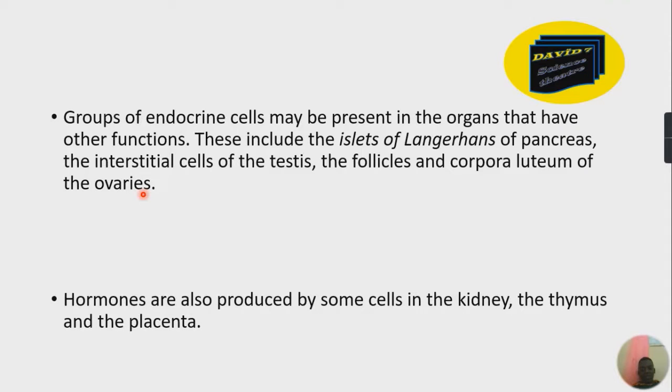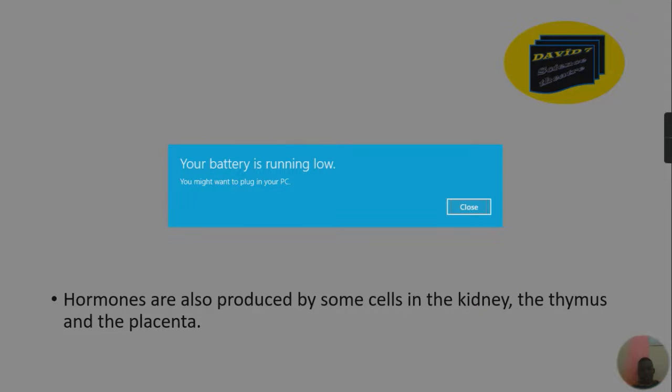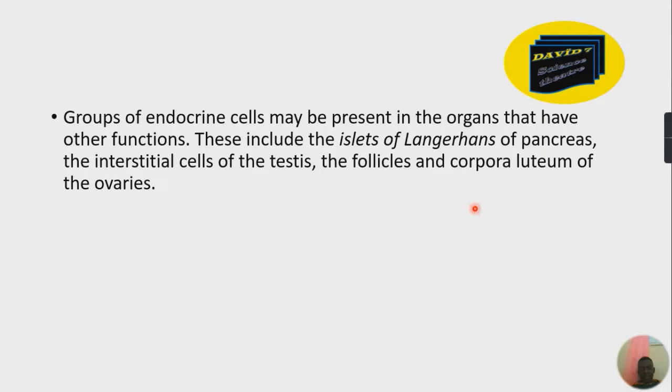Hormones are also produced by some cells in the kidney, the thymus gland, and the placenta. The thymus produces thymin. The placenta produces a couple of hormones: sex steroids, human chorionic somatomammotrophin, human chorionic gonadotrophin, and many more. A lot of hormones within the body can be produced by the placenta. And hormones are also produced by the kidney, such as erythropoietin. So that is it.